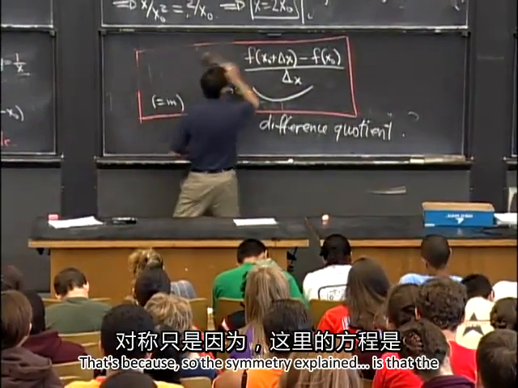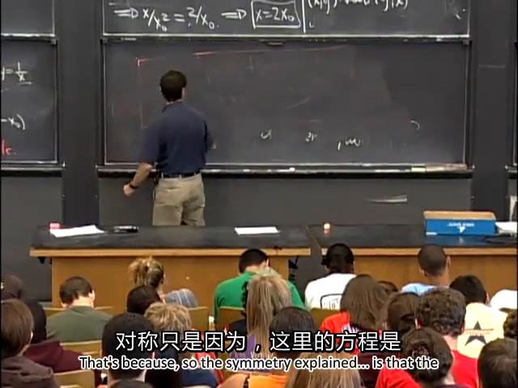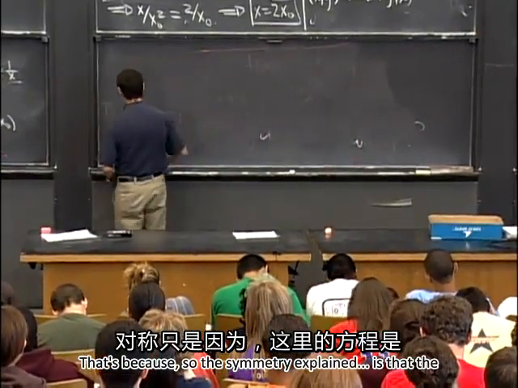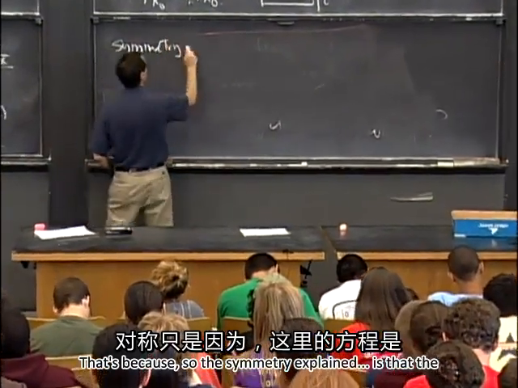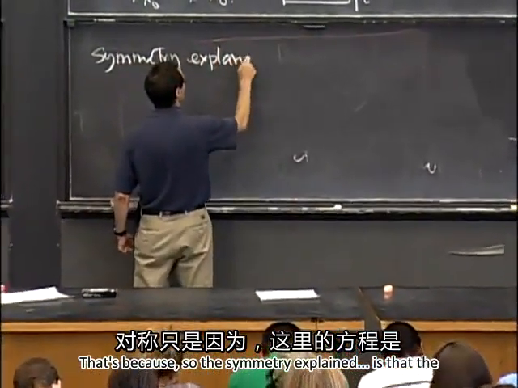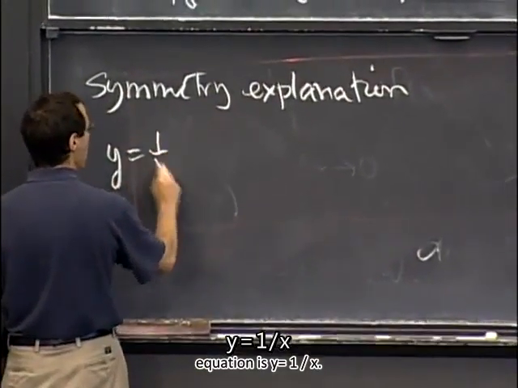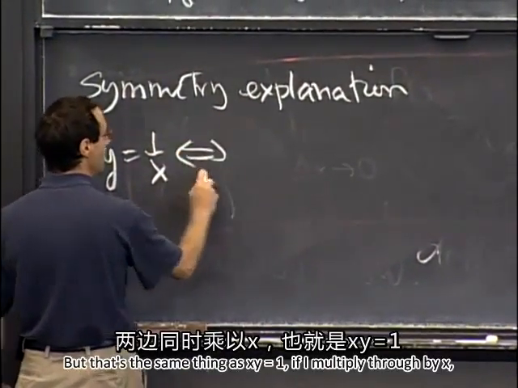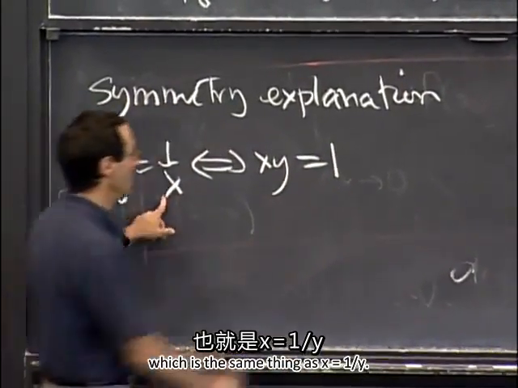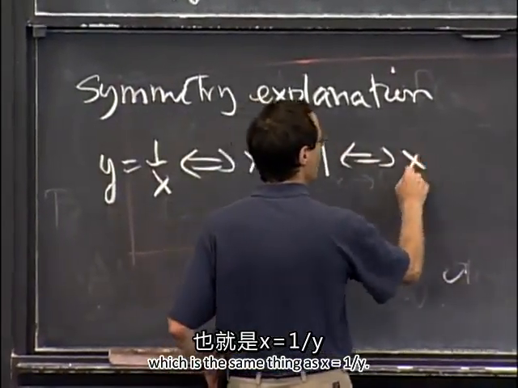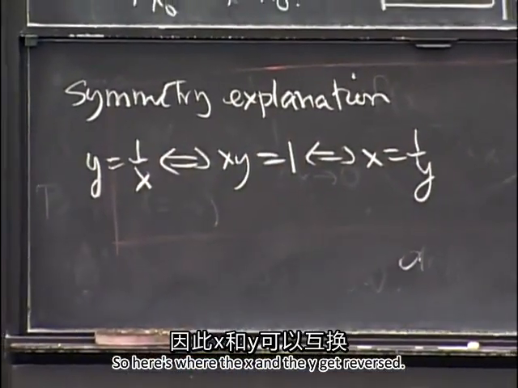So the symmetry explained is that the equation is y equals 1 over x, but that's the same thing as xy equals 1, if I multiply through by x, which is the same thing as x equals 1 over y. So here's where the x and the y get reversed.